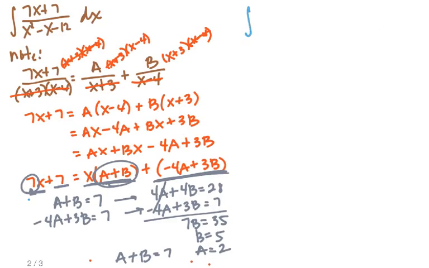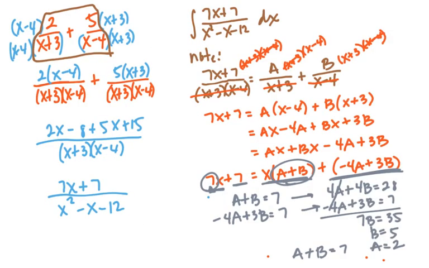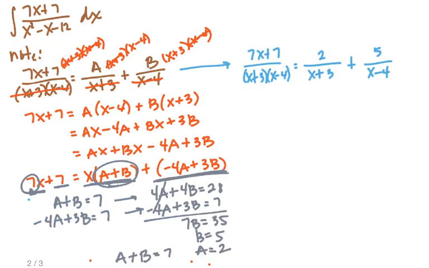So this means that the integration, let's not go to the integration yet. Let's say from here, we can say that 7x plus 7 over x plus 3 times x minus 4 equals a, which is 2 over x plus 3, plus b, which is 5 over x minus 4. Now if we go back, you can see that's what we started with, 2 over x plus 3 plus 5 over x minus 4. So that's kind of cool.